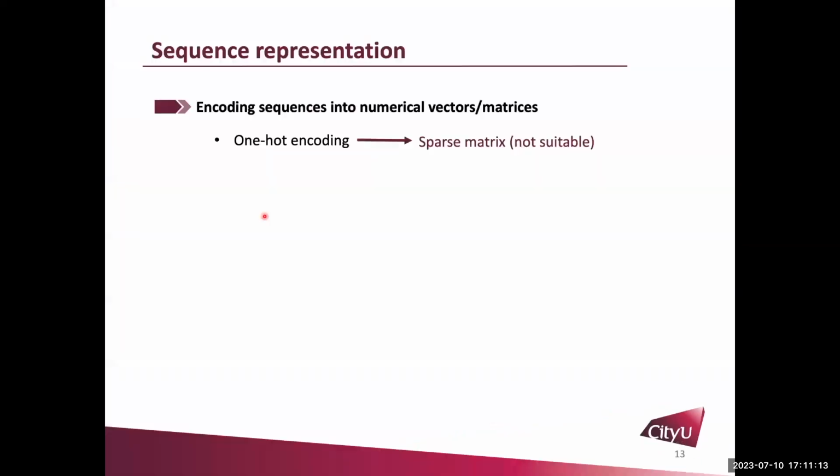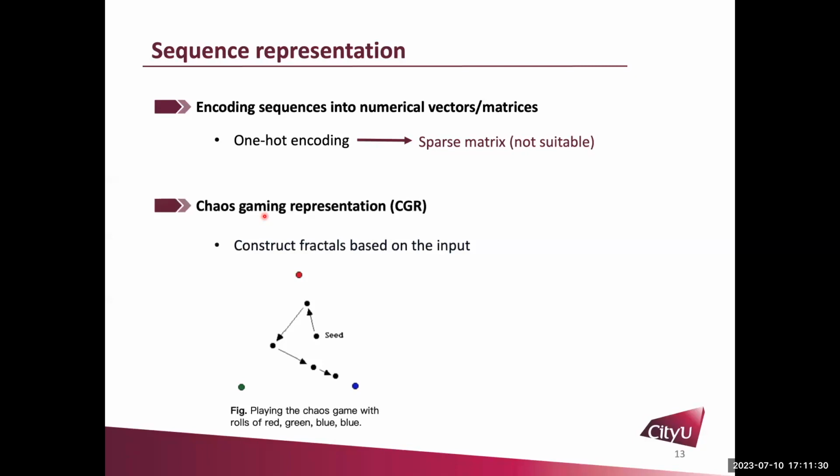Because the proteins are strings that contain 20 alphabets, traditional encoding methods such as one-hot encoding will lead to a sparse matrix which is not suitable for machine learning models to learn. In our work, we employed K-gaming representation to encode the protein sequence into images. Different proteins will be converted into images with unique patterns.